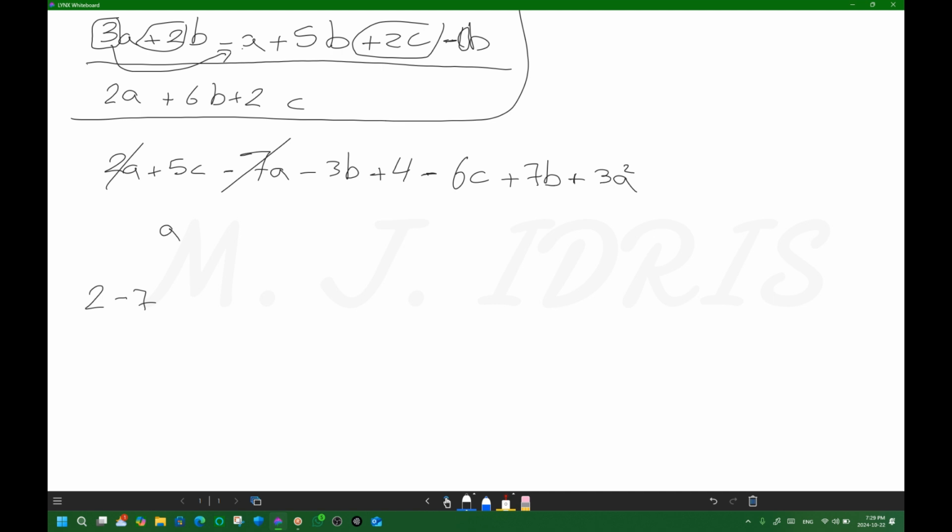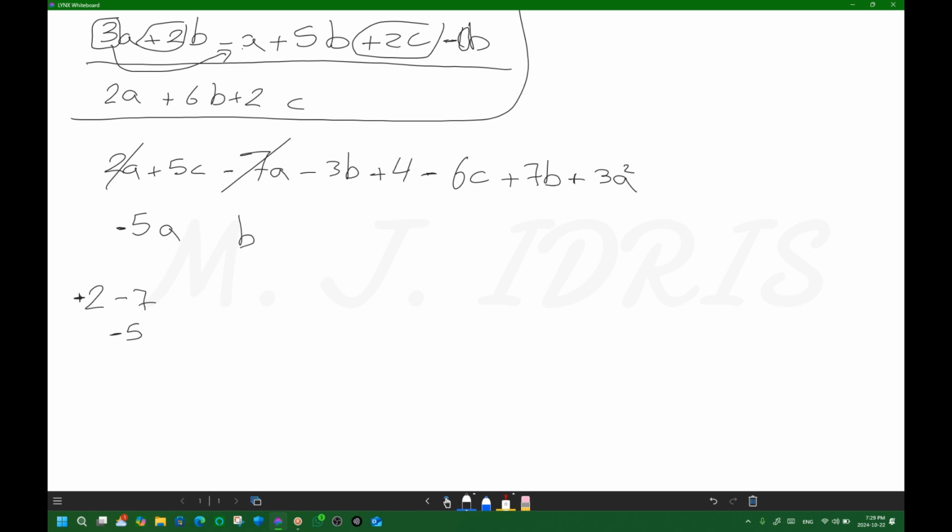So I'll come here and solve them. This 2 is actually positive 2, as we explained. Positive 2 and negative 7 will give me negative 5. So negative 5A.